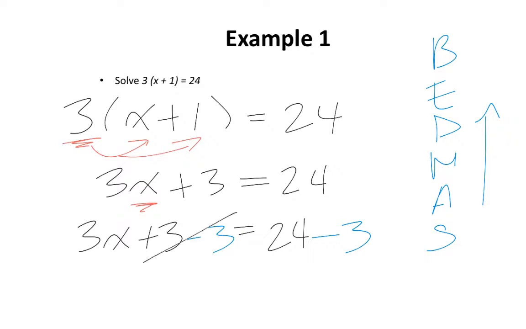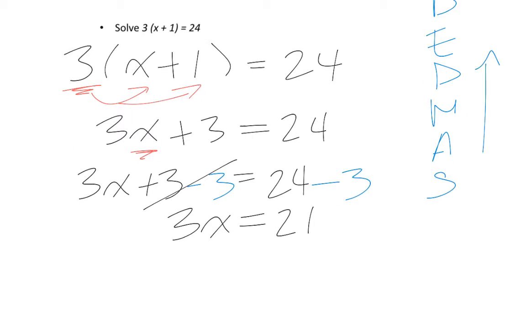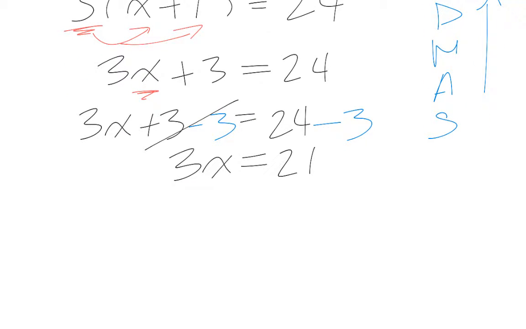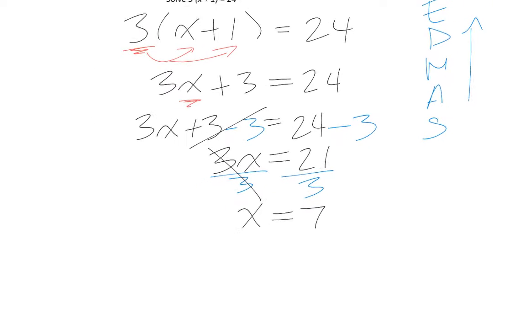Positive 3 subtract 3 cancels out, which leaves us with just 3x, and 24 subtract 3 is 21. To get rid of the multiply by 3, we need to divide both sides of the equation by 3. The 3's cancel out, which leaves us with just x, and 21 divided by 3 is 7. Therefore, x is equal to 7.